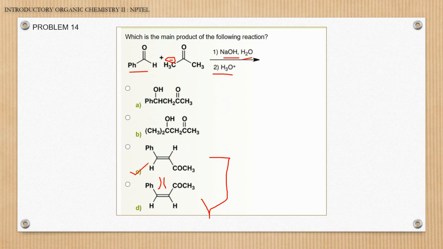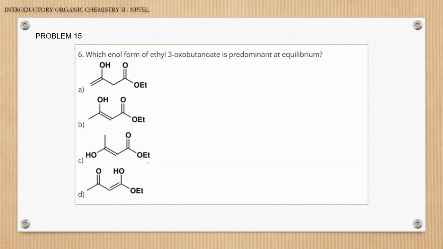Is the mechanism of this reaction clear, guys? Yes, ma'am. Okay, fine. So we go to problem number 15. They are asking which enol form of ethyl 3-oxobutanoate is predominant at equilibrium. Among these four forms, you have to identify which enol form is predominating at equilibrium. Which is the more stabilized form?